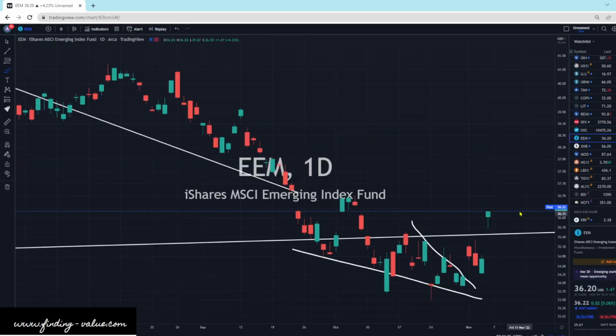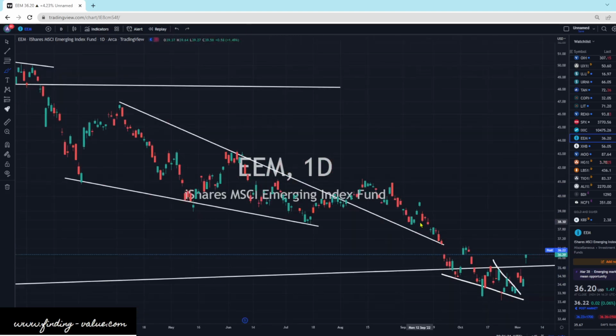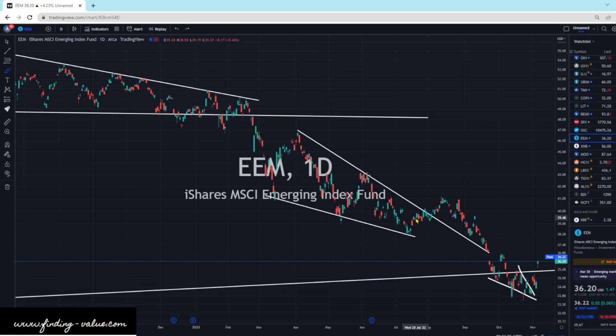EEM is loving that weaker dollar. It is moonshot and higher. I talked about it yesterday about the dollar being up, but there was strength in emerging markets, almost as if there's that divergence where we could head on higher. And we head higher today, up 4.23%. This could be the beginning of a very big move in EEM.